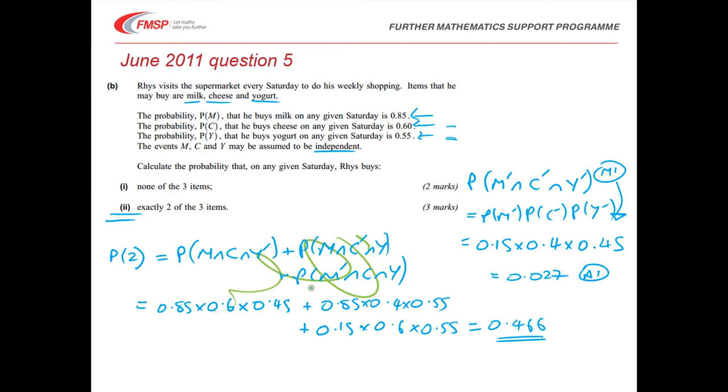So you're going to get two method marks. Your first method mark is for getting two of these three expressions correct. Your second method mark is for getting all of them correct and adding them. And your final mark is clearly for your accuracy.